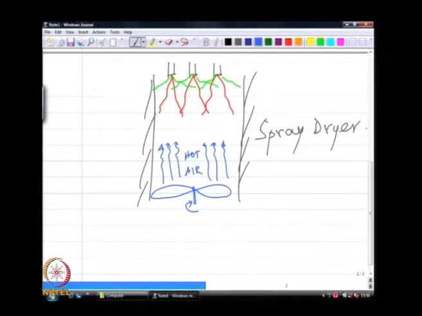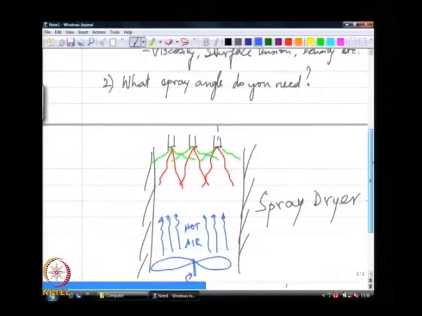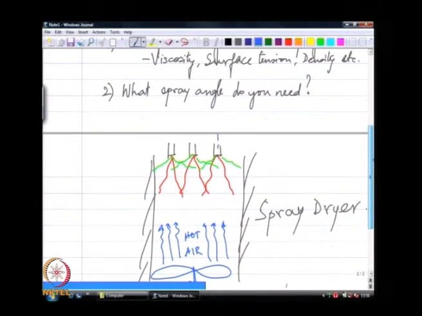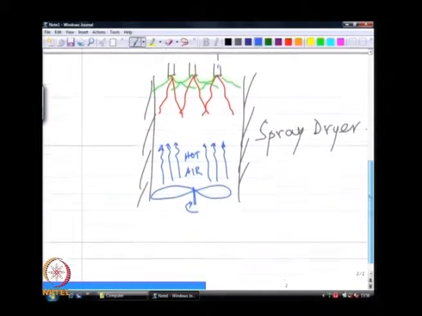So, which means it cannot be too narrow, and the constraint that comes from the customer is in terms of, let us say, what size kiln do you have, and depending on the proximity of the last nozzle to the kiln wall, you want to design the cone angle appropriately. You want to choose the cone angle appropriately, and therefore, you need to know something about the installation design in order to answer the question of what spray angle do you need.